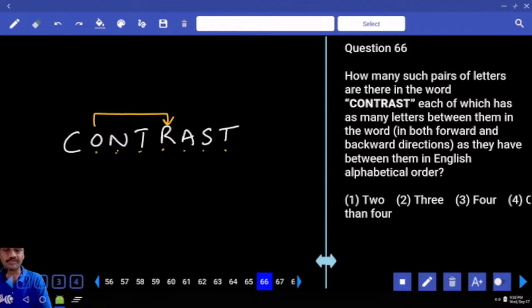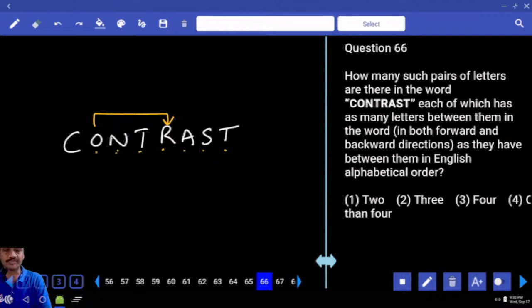Then S and T. They are consecutive letters, and here also there is no letter in between. In the English alphabet also, between S and T there is no letter. Hence it forms a pair. And again in the reverse, T, no letter more than this, no need to count. Is there any letter that is greater than T? No. Hence no need to count.